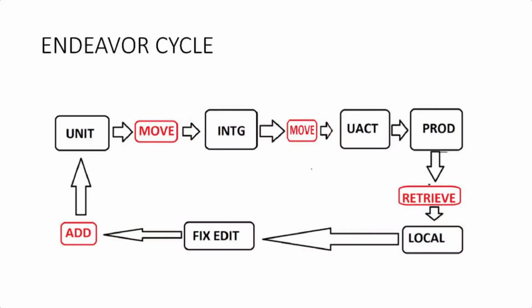This is the endeavor cycle, which I already explained. We add to the unit testing environment, then move to integration, move to user acceptance, then deploy to production. If there is a bug fix, we retrieve the production source code to local, fix it, and add to unit again. The same process will be continued.